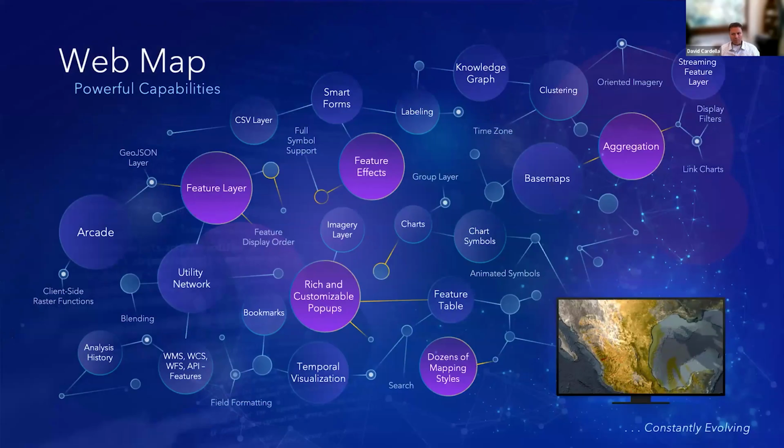The main pillar of Web GIS really is the web map. It contains powerful capabilities like the ones that you're seeing here in this slide.